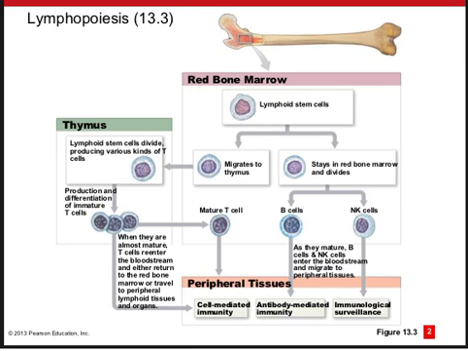And so you can see here the job of each of these in patrolling the body and looking for potential pathogens. Cell-mediated immunity is the job of the T cell. The B cells are for humoral immunity, and immunological surveillance is part of the natural killer cell's job.